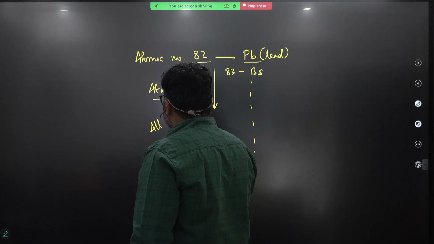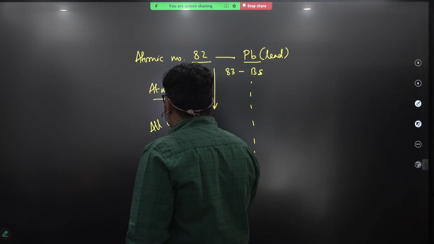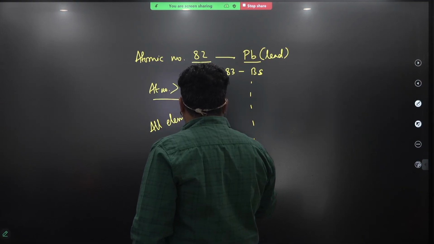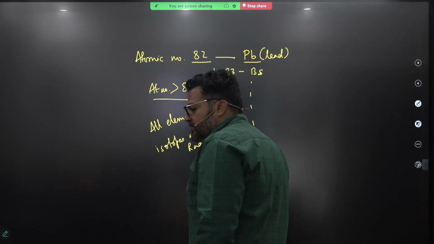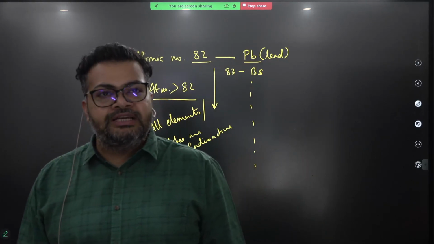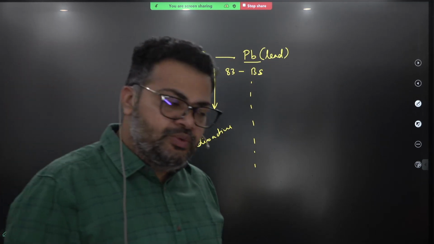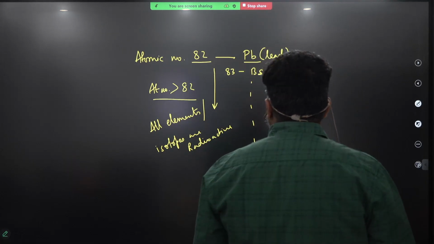All elements, all isotopes are radioactive. So guys, you don't have to think. The moment you come across an element that has an atomic number more than 82, it will be a radioactive element. It will be a radioactive element if it has an atomic number more than 82.